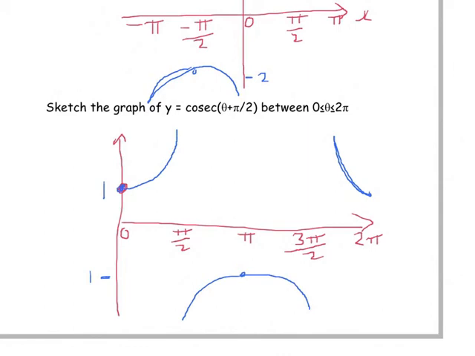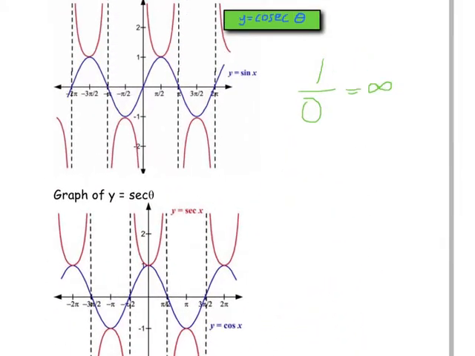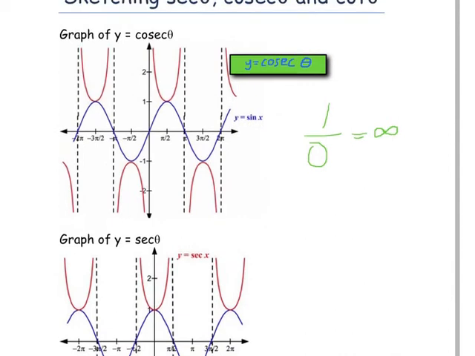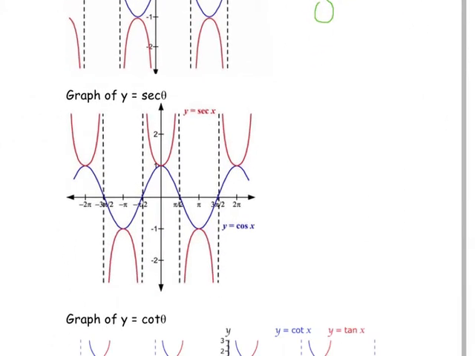So the 3 new trigonometric ratios have graphs as shown. So y equals cosec of theta between 0 and 2 pi, the graph of sec theta between 0 and 2 pi, and the graph of cot theta between 0 and pi.